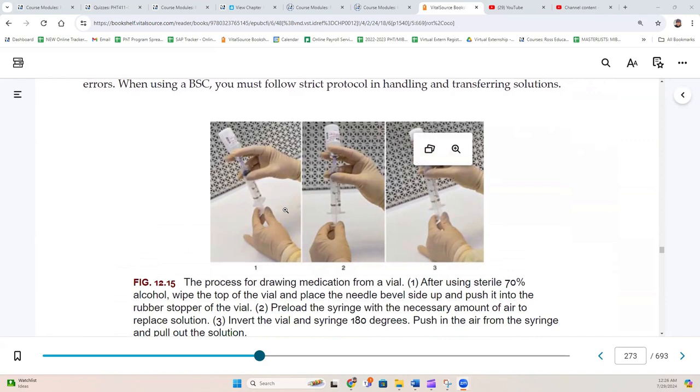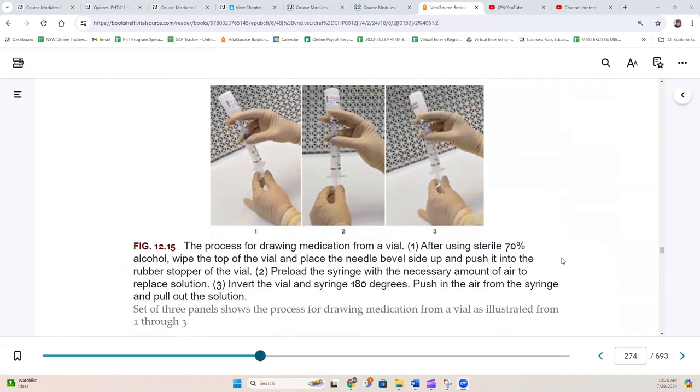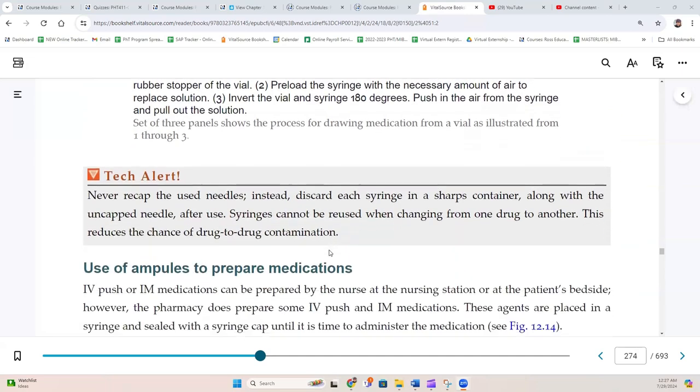So here's figure 12.15 as I mentioned above. This is the process for drawing medication from a vial. After using the sterile 70% alcohol wipe, you're going to wipe the top of the vial and place the needle bevel side up and push it into the rubber stopper of the vial. You're going to preload the syringe with the necessary amount of air to replace solution. Invert the vial and syringe 180 degrees, push in the air from the syringe, and pull out the solution.